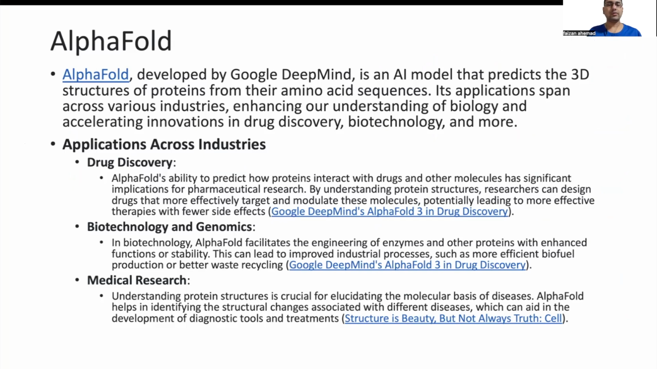So yeah, we talked about this. It's by Google DeepMind, and it generates the 3D structure of proteins from their amino acid sequences. And it is useful because it is helpful in drug discovery as well as in other aspects. Okay.